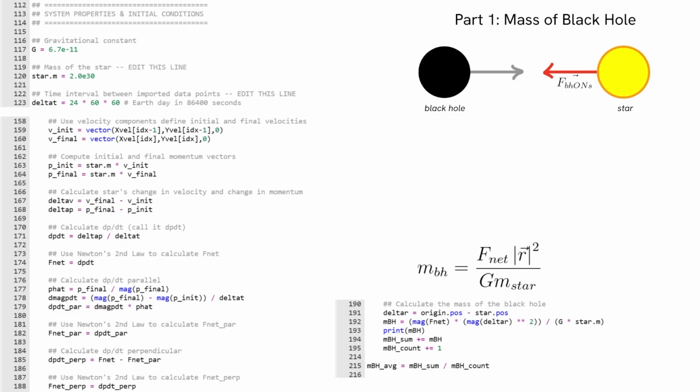These are snippets of code from the Part 1 computational model. The initial conditions include the gravitational constant, the mass of the star, and the time interval of 1 Earth day in seconds. The change in momentum over the change in time is computed within the while loop at line 171. The parallel and perpendicular components of the net force were computed below beginning at line 177. The last snippet of code at line 190 calculated the mass of the black hole using the aforementioned equation, which was converted from the universal force of gravity.